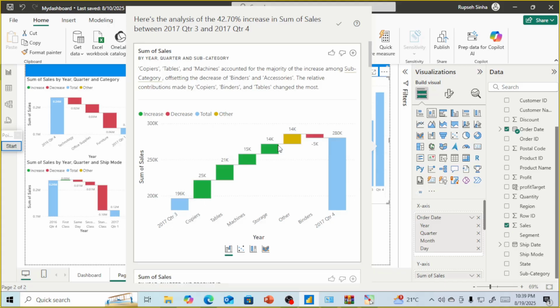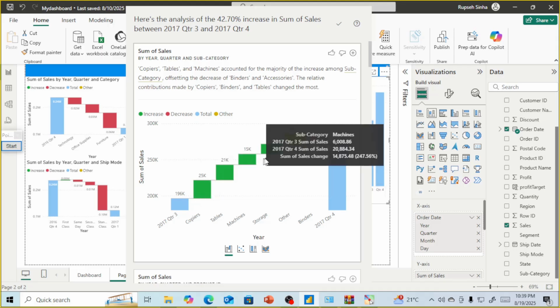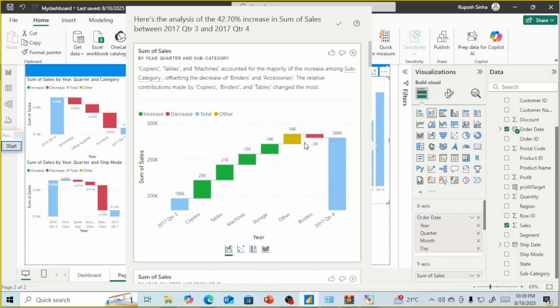And now it will tell us which product has given higher sales. So copiers, tables, machines, storage and others. Binder has given us loss actually. Fine. So we are able to understand what is contributing to the increase in the sales from quarter 3 to quarter 4. So this is a waterfall chart, but we can create a ribbon chart also from it.